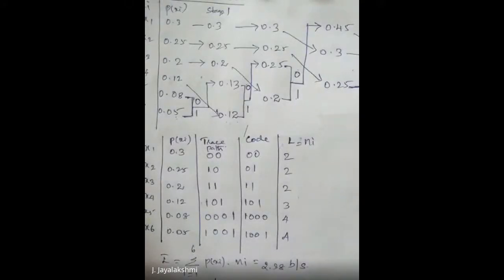Is there any doubt, ma'am? Yeah, your doubt is about both coding techniques. We have to write the probabilities in descending order only. The highest probability should be written first. Write it in descending order. Any other doubt?